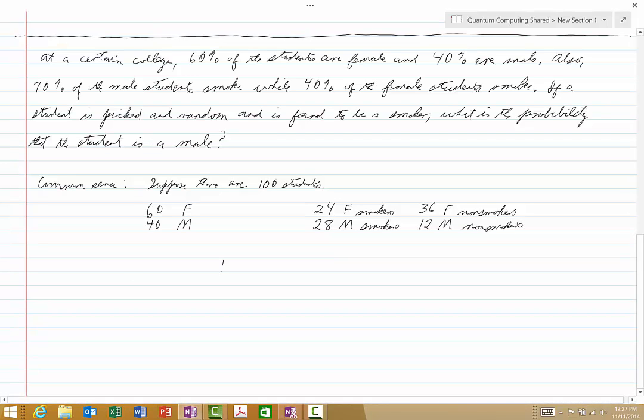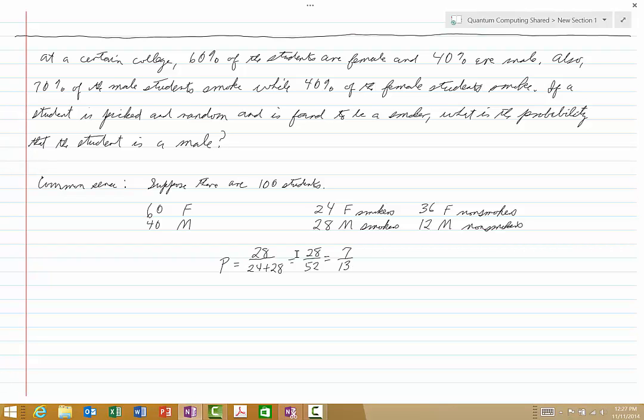It will be P is equal to, we want to know the probability that it's a male, and that would be 28 over 24 plus 28, which is 28 over 52. The total number of smokers here is 52, and of those, 28 are male. So we have 28 over 52, and if we divide top and bottom by 4, we get 7 over 13. So this is the probability that you would reach from a sort of common sense approach.